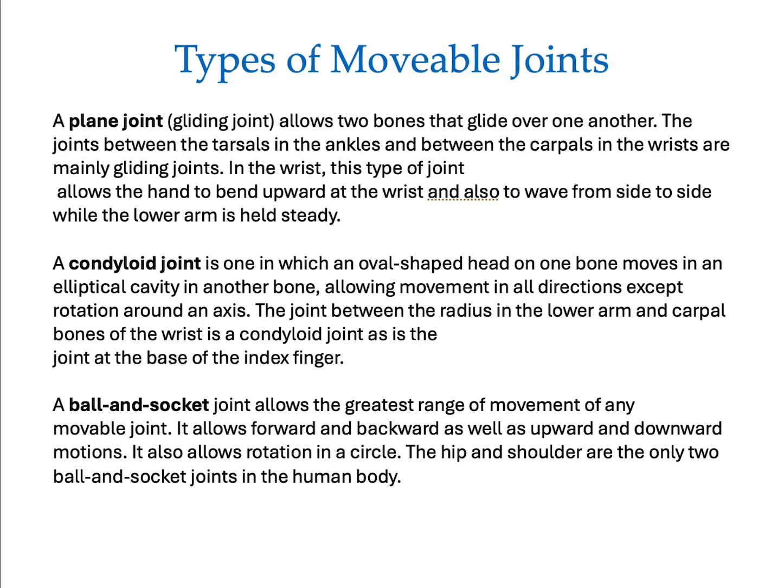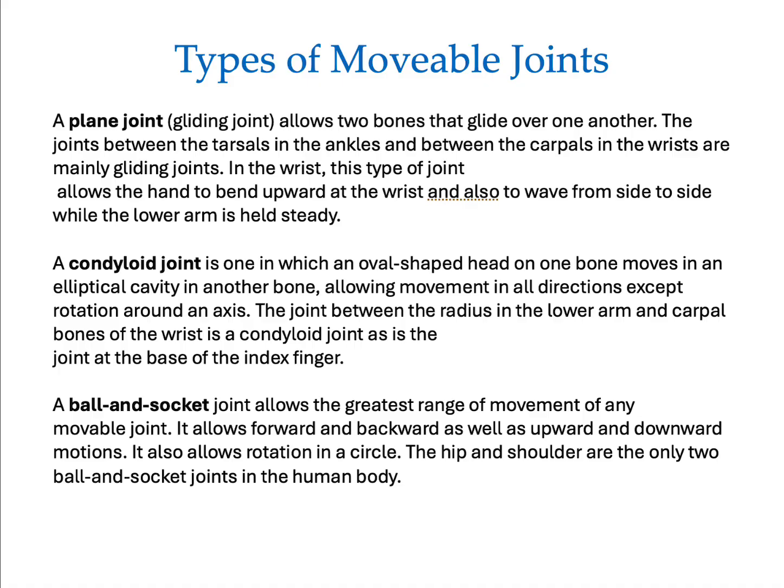A condyloid joint is one in which an oval-shaped head on one bone moves in an elliptical cavity in another bone, allowing movement in all directions except rotation around an axis. The joint between the radius in the lower arm and carpal bones of the wrist is a condyloid joint, as is the joint at the base of the index finger.